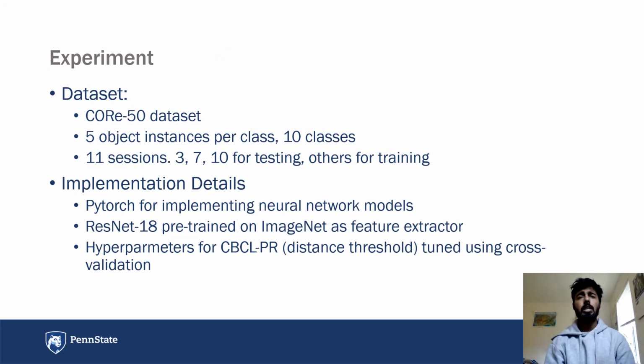So to test our approach, we perform one experiment on the Core50 dataset, which was proposed for testing continual learning for robotics applications. The dataset consists of 10 classes with 5 object instances per class, and the dataset also has 11 sessions taken in different environments, with the 3rd, 7th, and 10th sessions for testing, and the others used for training. We use PyTorch to implement all the neural network models, and use ResNet-18 pre-trained on ImageNet as the feature extractor for CBCL-PR, and the hyperparameter distance threshold for CBCL-PR was tuned using cross-validation.